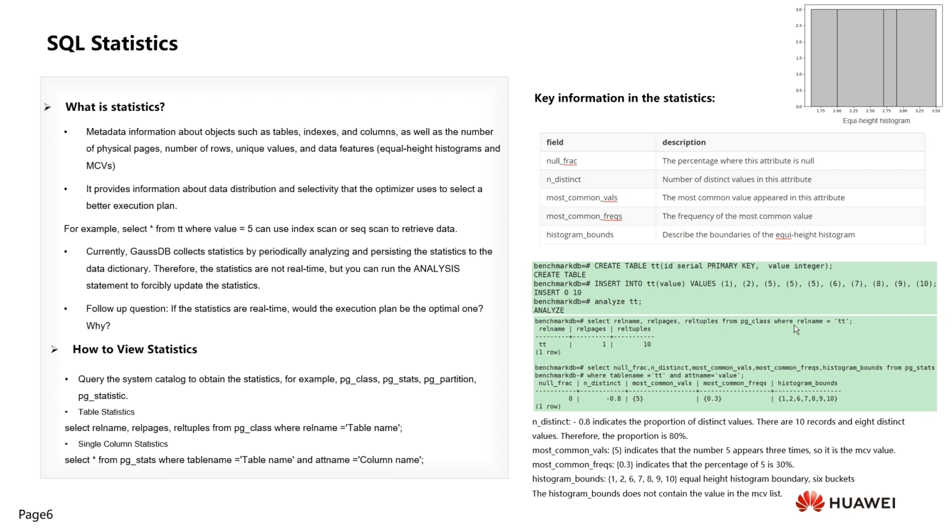And down here we have an example. We create a table TT and we insert some values into it. Then we analyze the table. And now we can select relname and relpages from PG_CLASS where relname is TT to view the statistics on the table. So we can see the table information. And moreover, if we want to view the statistics on the attribute column, we could write something like this.